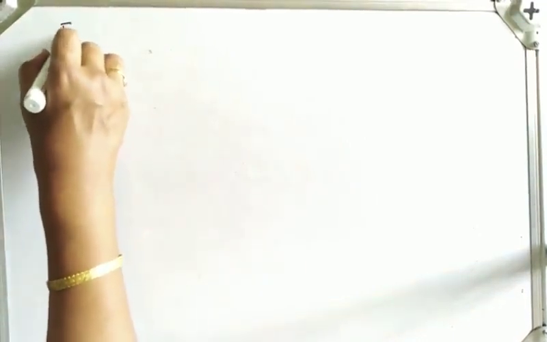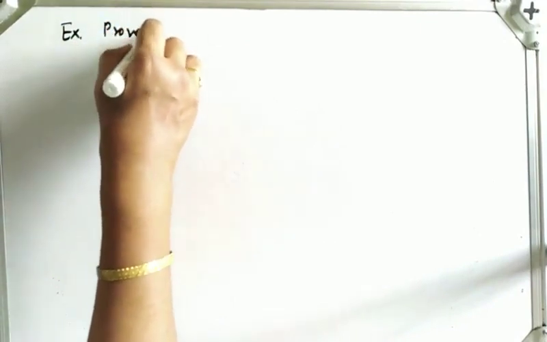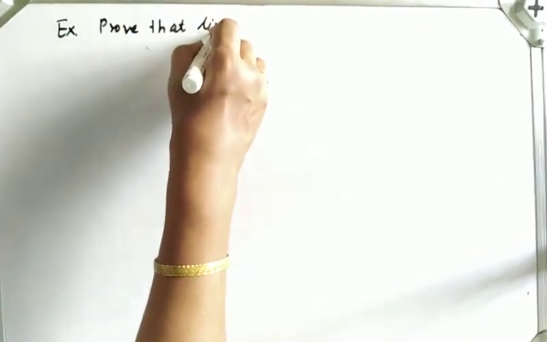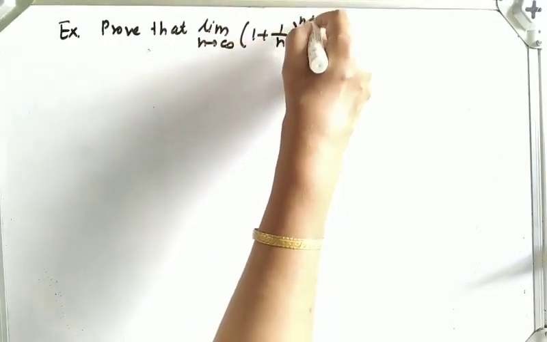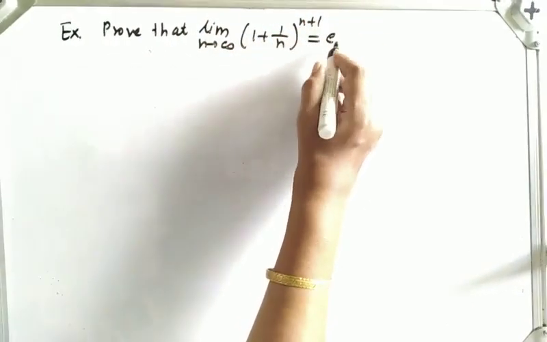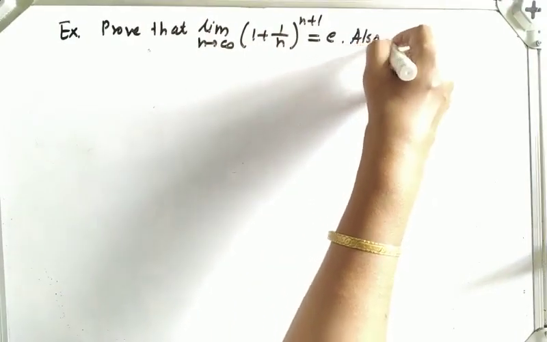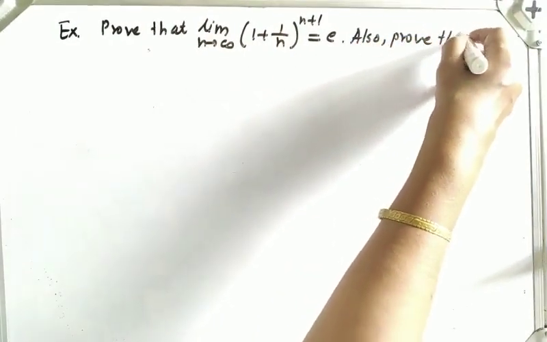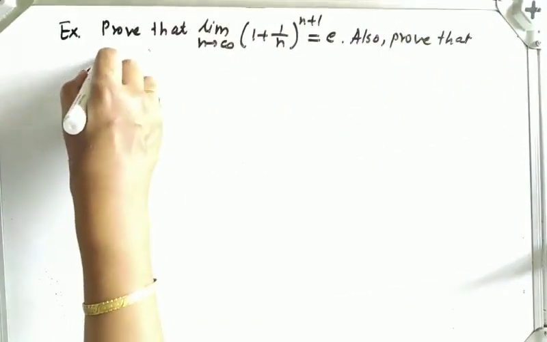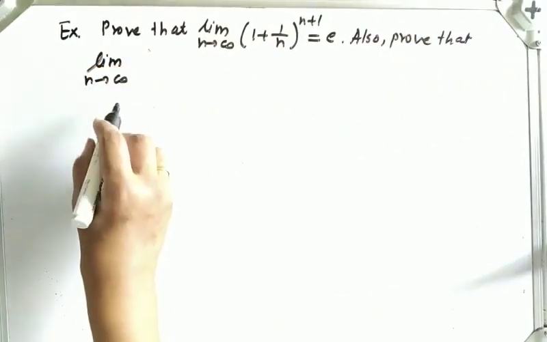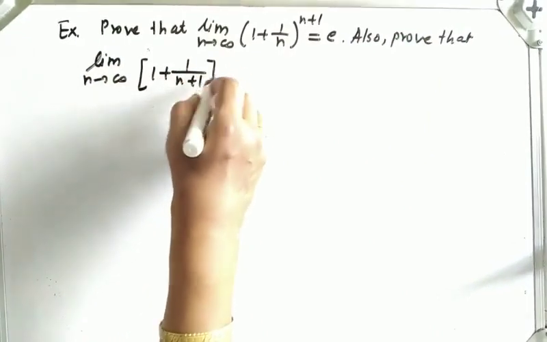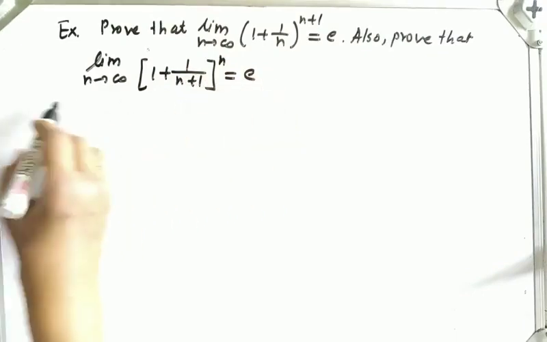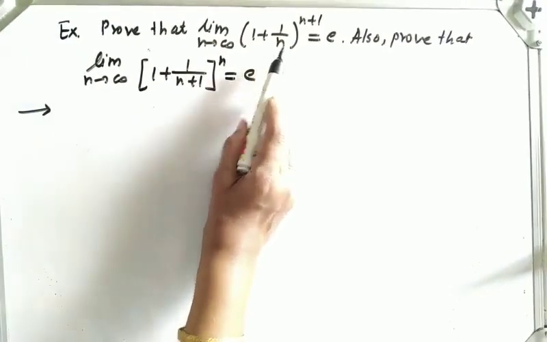Next example. Prove that limit n tends to infinity (1 plus 1 upon n) raised to n plus 1 is equal to e. Also prove that limit n tends to infinity (1 plus 1 upon n plus 1) raised to n is also e. So first we have to prove the first part and then this part.